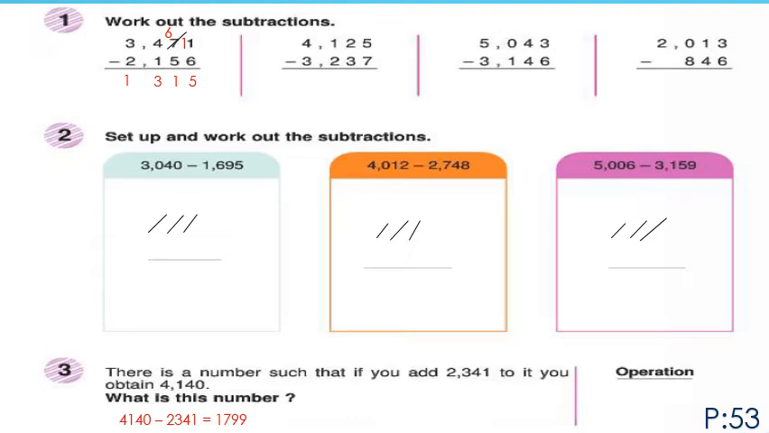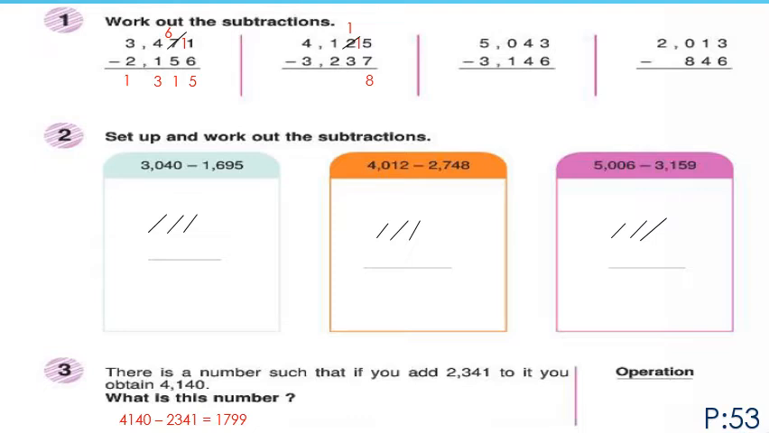The second example, we have 4,125 minus 3,237. Always we start from the ones place value. So 5 minus 7, we cannot take 7 out of 5. We go and borrow from the tens place value, which is 2, a 10. Now 2 will become 1 and 5 will become 15. 15 minus 7 is 8.